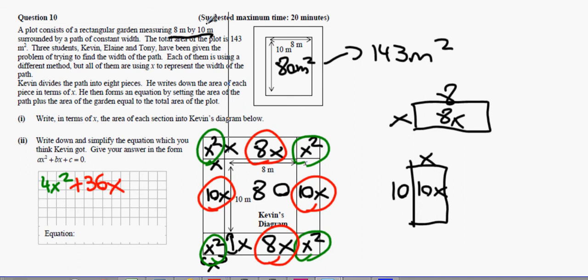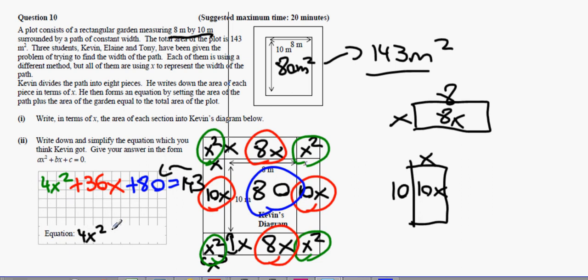And then finally we're going to have our 80 in the middle. And all this equals the grand total of 143. Bring the 143 over to the other side, and we're going to get 4x squared plus 36x minus 63 equals 0.